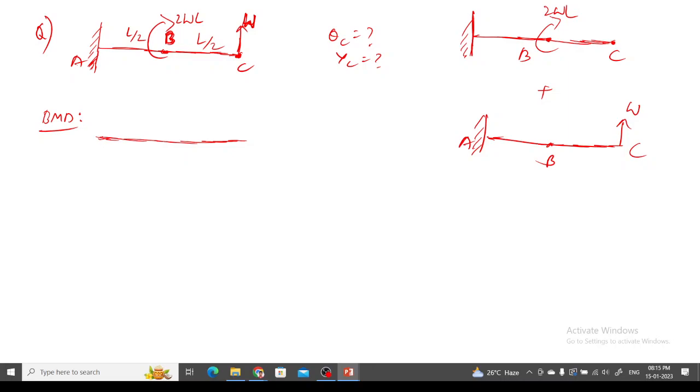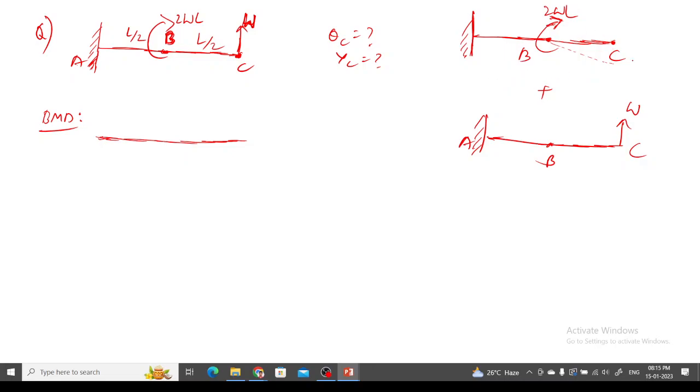Yes, sir. Like this you can do. Only thing is, again you have to find out what is yc due to load acting at point B, or moment acting at point B. Okay, and then first you have to find out what is yb, then what is theta b, and then directly C can be calculated.